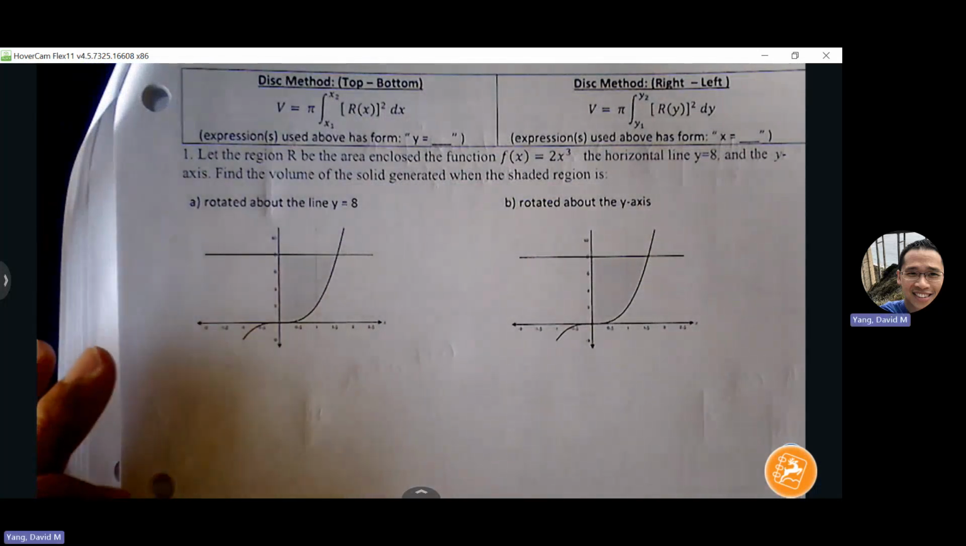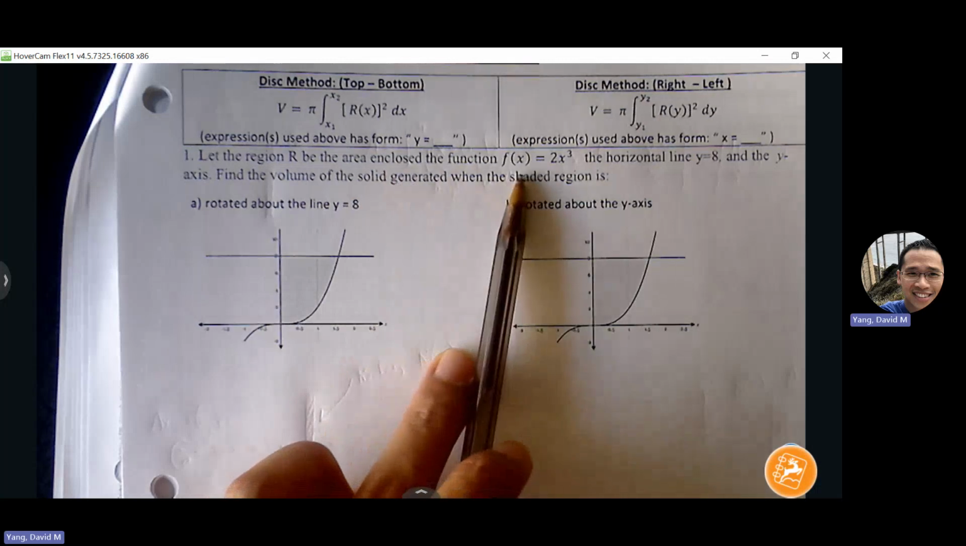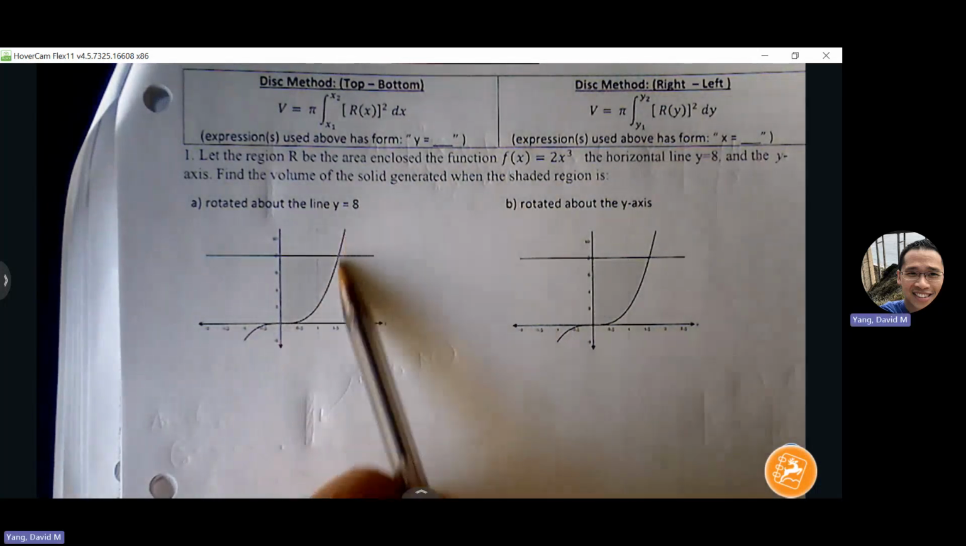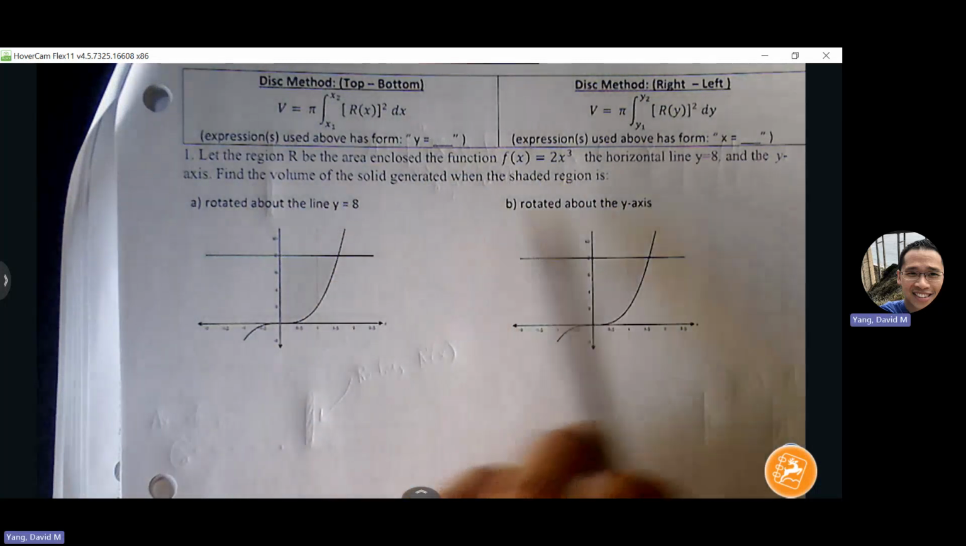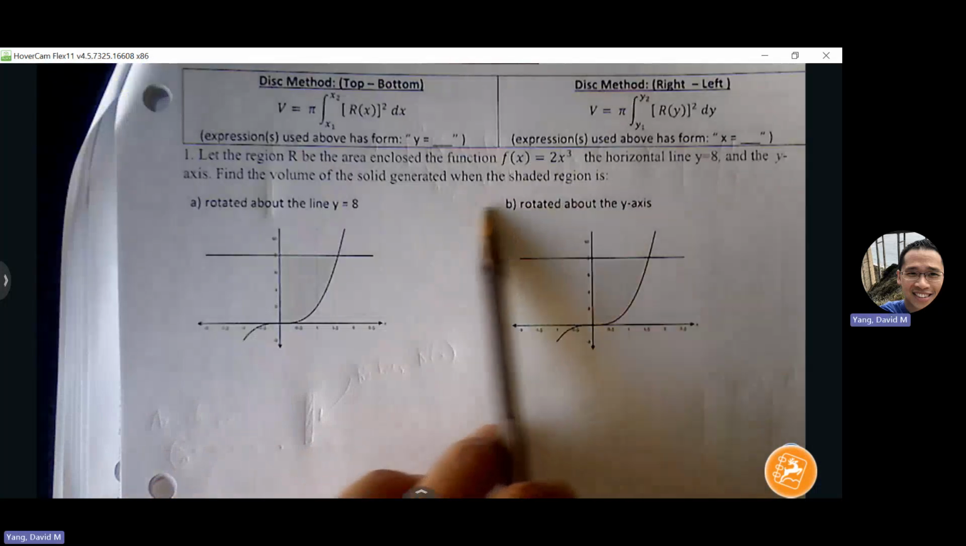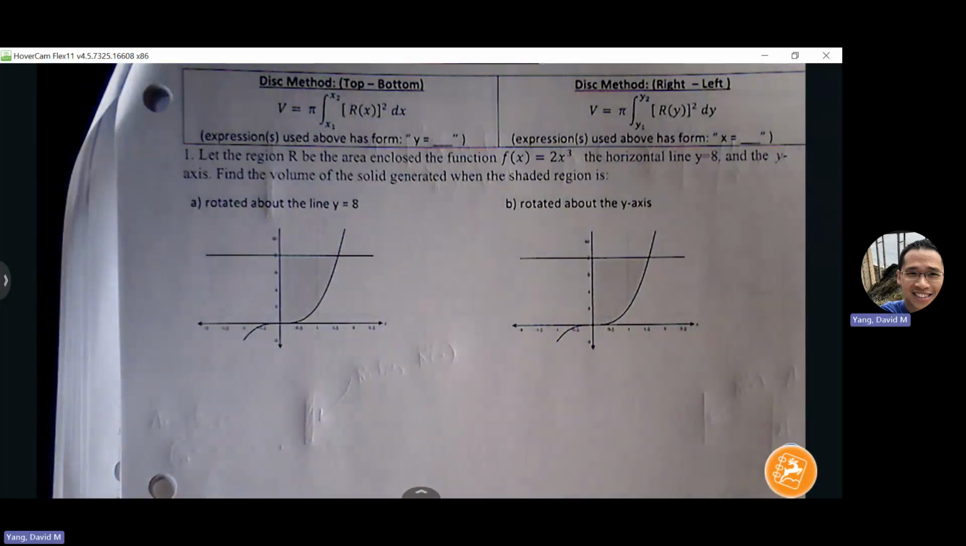So page 9, number 1. Let the region R be the area enclosed by the function y equals 2x cubed. That's the cubic function that you see there with the curve. The horizontal line y equals 8 and the y-axis. Find the volume when we're rotating about the line y equals 8. So this one.